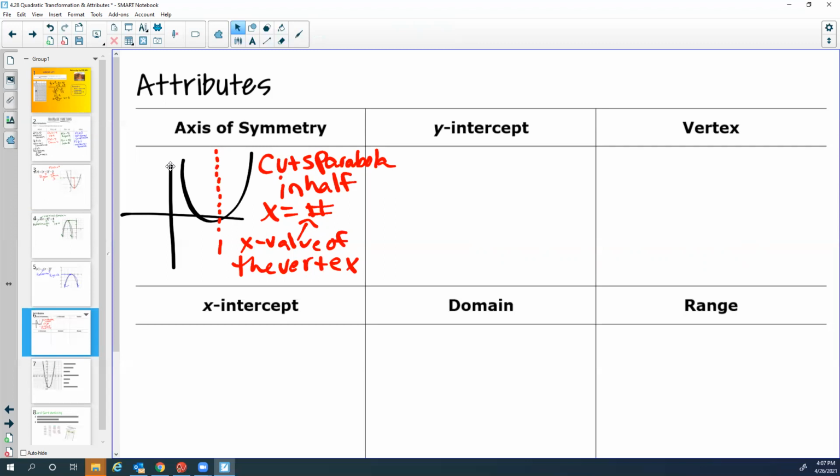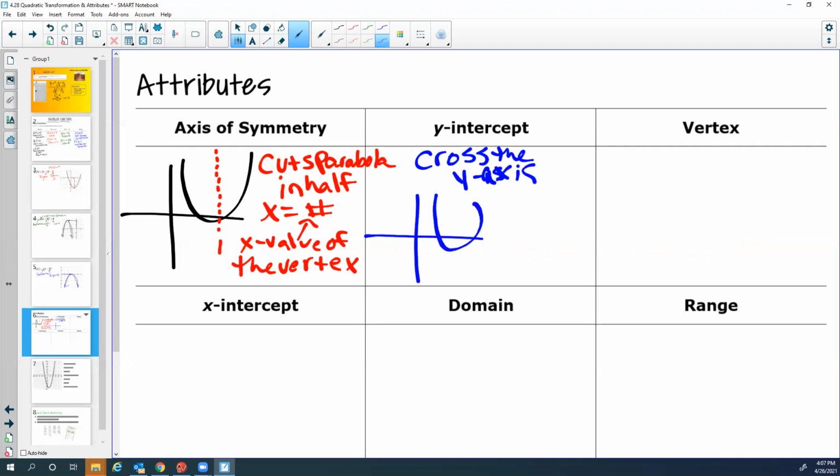All right, your y-intercept. As you all know, the y-intercept is where you cross the y-axis. So if I'm looking at my parabola, let's get a better picture here. This would be my y-intercept, and I do need to write it as a coordinate. It would be 0, comma, whatever number that is.